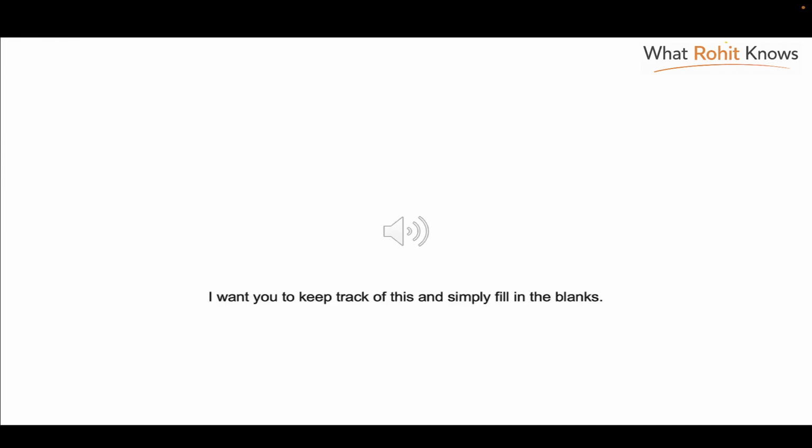This is what the sentence was. I want you to keep track of this and simply fill in the blanks. We have discussed in the past that when you are listening to something, your goal should be to understand that. And to do that, you try to capture phrases, and along with that, you visualize. So you sort of draw a picture in your mind.